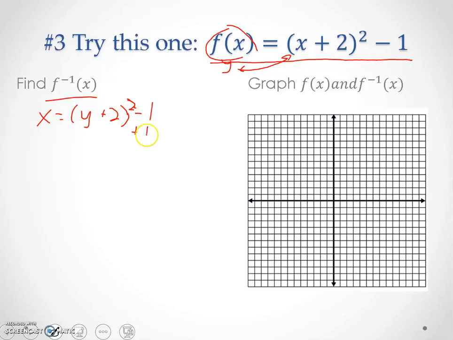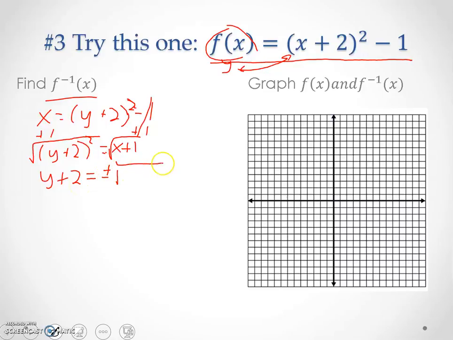So I'm going to start by adding 1 to both sides. On the right hand side I will have y plus 2 squared, and on the left hand side I will have x plus 1. So now what I want to do is get rid of the squared, so I'm going to take the square root of both sides. And so on the right hand side I'll have y plus 2 equals plus or minus the square root of x plus 1.